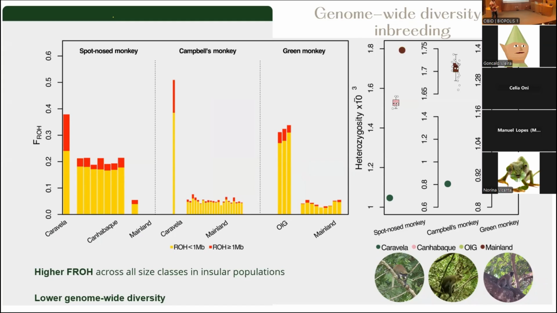If we look at genome-wide diversity and inbreeding, we use basically two metrics. One of them is the proportion of the genome under runs of homozygosity, which we know arises from conspecifics mating, right? So as we can see, regardless of species, the island populations have a much higher proportion of their genome under runs of homozygosity. So we have a clear pattern that is common amongst the three species, which is exactly what we're looking for.